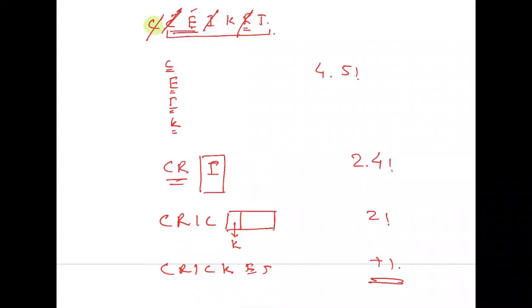Right, position of CRICKET, right? After how many words CRICKET is coming, so we have not to add this number one, right? But what is the position? So we have to add the number one, right?